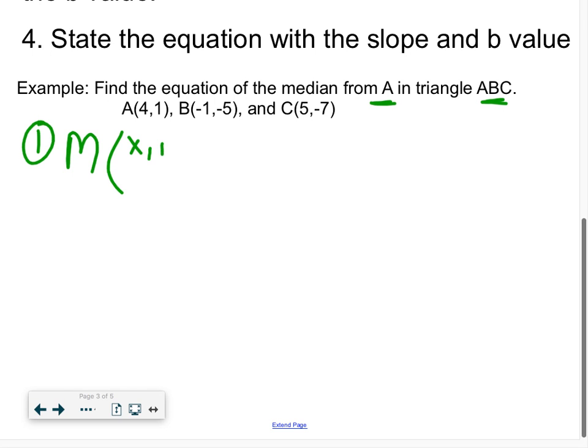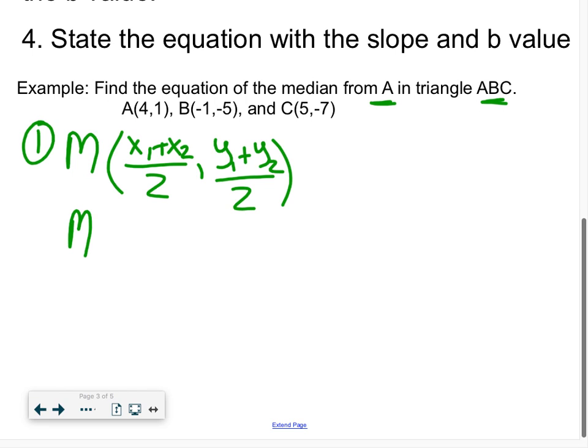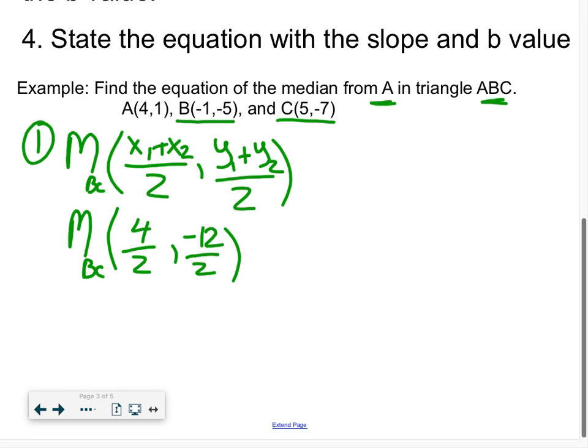So we've got x1 plus x2 over 2, y1 plus y2 over 2. We then plug in our points. Again, we're using B and C, so this is the midpoint of BC. For x, negative 1 plus 5 is 4 over 2. And then negative 5 plus negative 7 is negative 12 over 2. So our midpoint of BC is (2, negative 6).